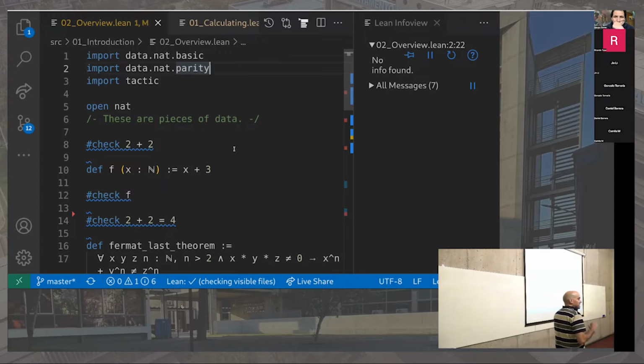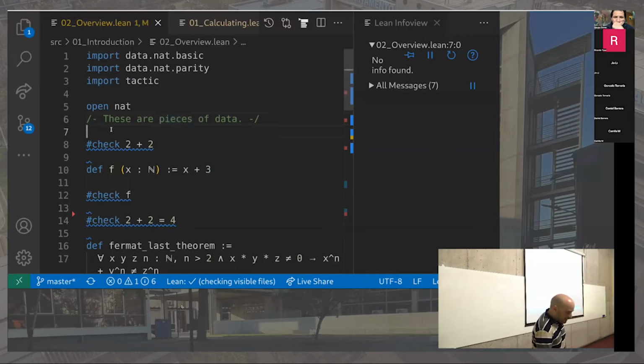This is a concept that doesn't exist in standard mathematics. So it can look a little bit strange at the beginning, but it's really nothing difficult. Anything you write has a type. Essentially, think of a type as the home of the thing you write. You can check the type of something using the command check.